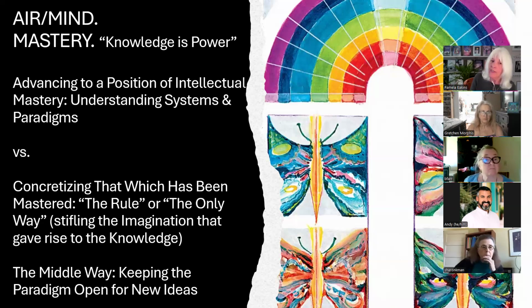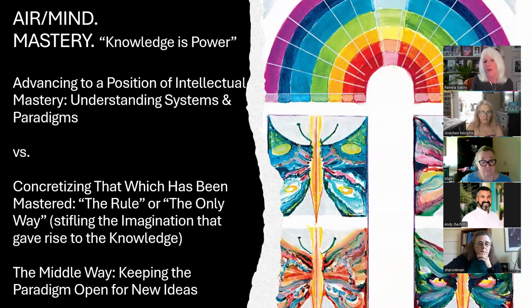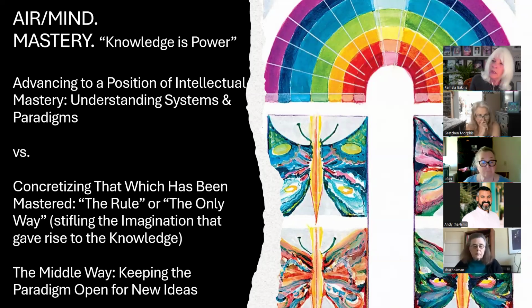The other side of it, the reverse side, would be concretizing that which has been mastered so that it can't move any further. So it becomes the rule or the only way. And then what that does is it stifles the imagination that gave rise to the knowledge in the first place, right? And then it's going to crack and begin to crumble. So what's the middle way? Maybe keeping the paradigm open for new ideas, or when you're in the space of mastering something, you leave room for the new to enter, even if that might be a little bit scary because we don't know what the new is going to be, but it's helpful in terms of mastery.